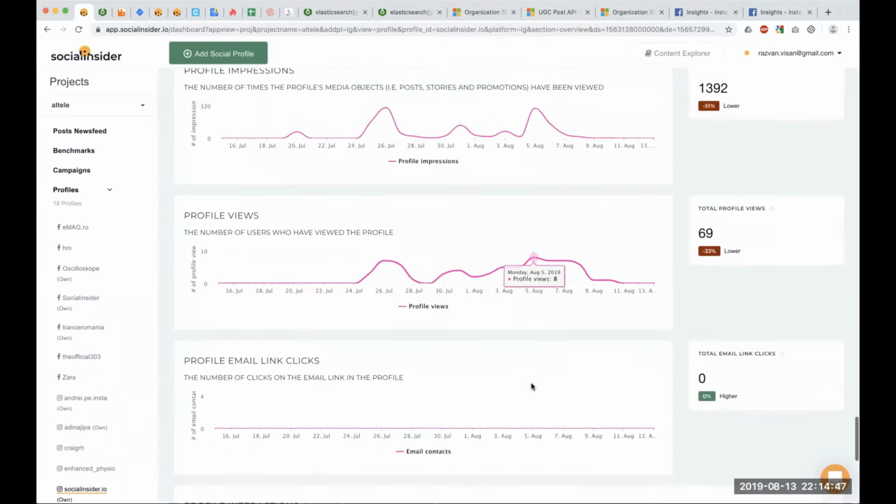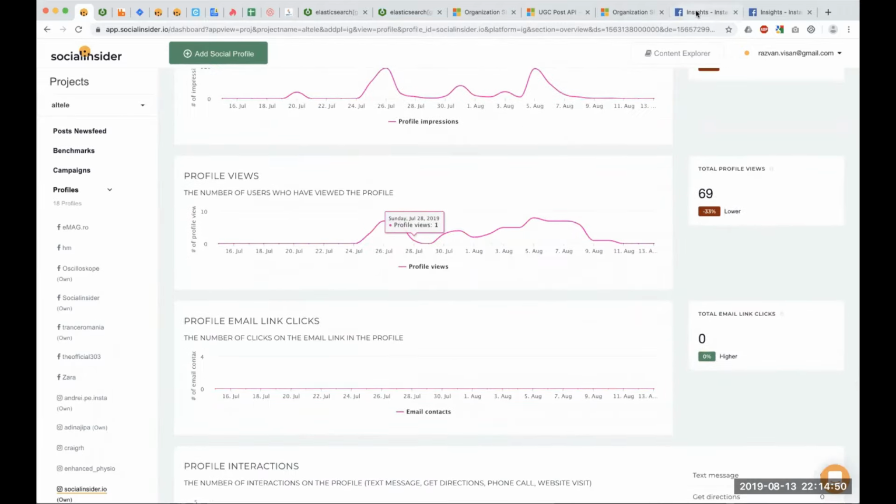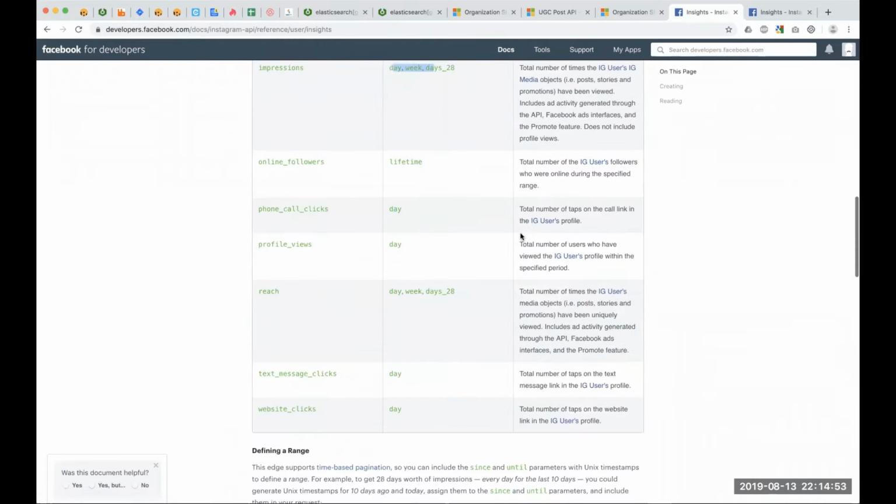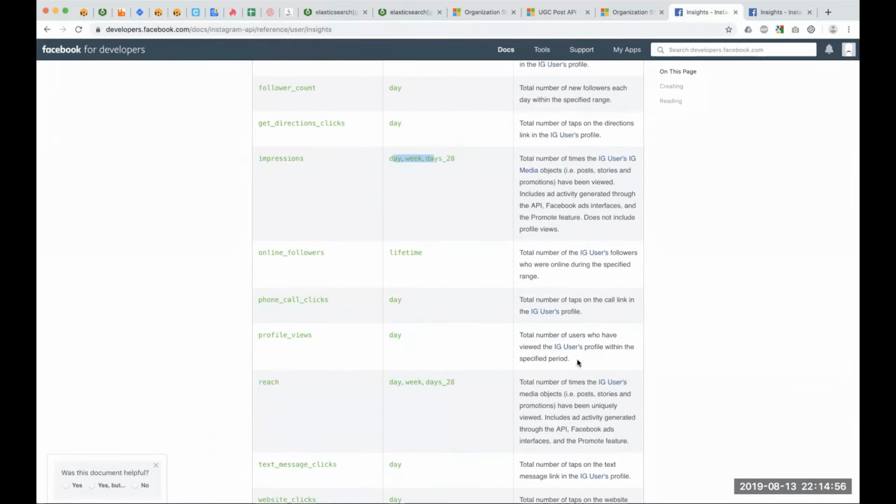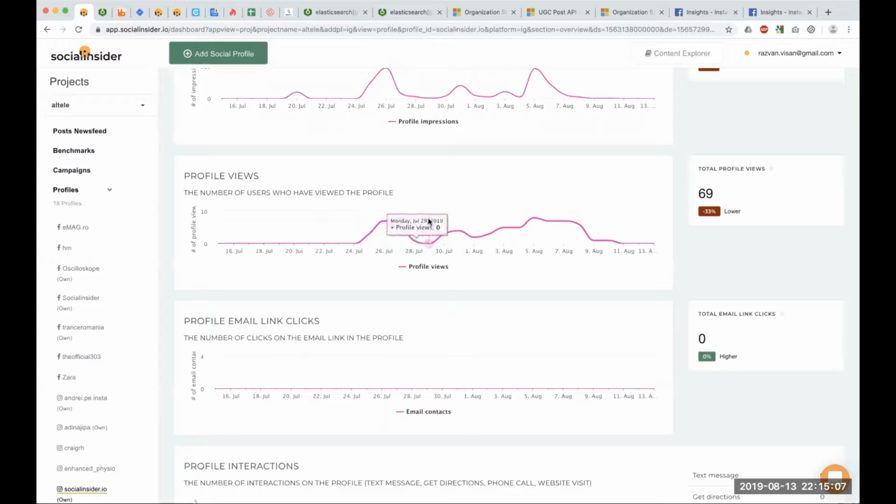For the profile views, I'm gonna quote directly from the API, it is the number of users who have viewed the user's profile within the period. So, and this is a daily metric. So you can see every day a number of Instagram accounts have viewed the profile. So in total, 69 profile views, but these may not be unique people.